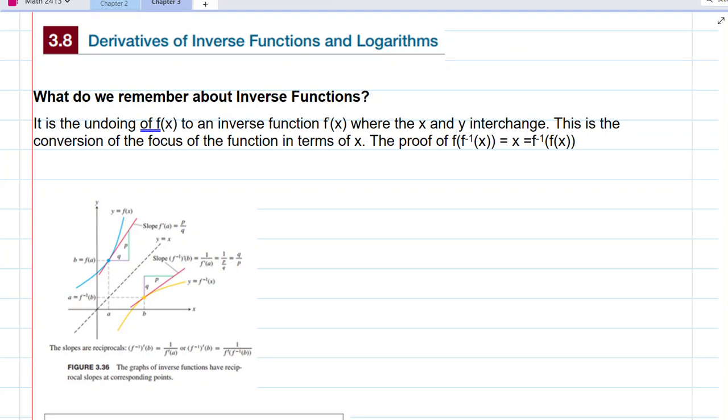An inverse is known as the undoing of f of x. In terms of x, where f of x then becomes the interchanged values of x and y, and solve for the new y. That's how I was taught. The book uses a fascinating aspect, and I'll discuss that with you as we go on.